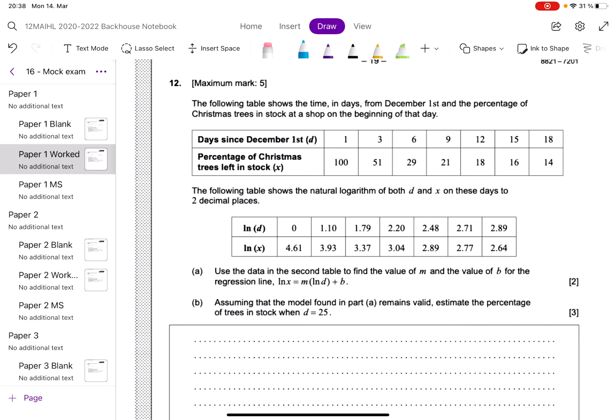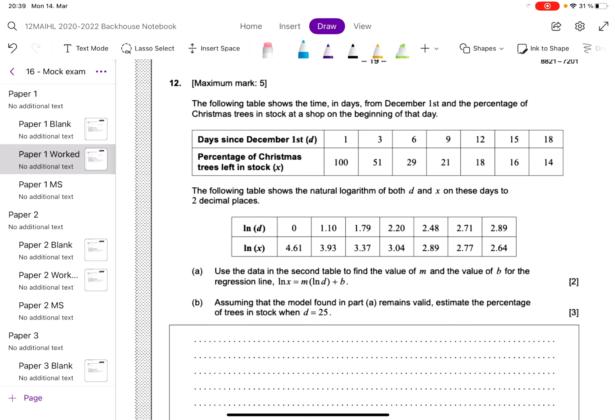Right, so here's video number 3. We're up to question 12. Question 12, we've got this question about the Christmas trees. We're given the data for the days and the percentage of trees left, and it then gives us the natural log of those two variables. So it says use the data in the second table, so ignore that first table. Use the data in the second table to find the values of M and B for the regression line.